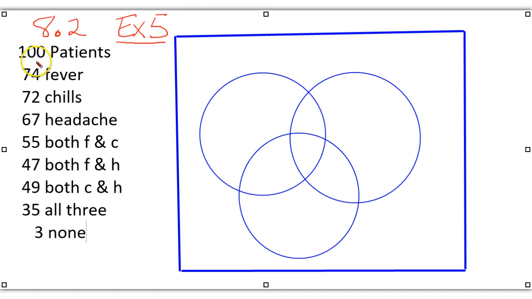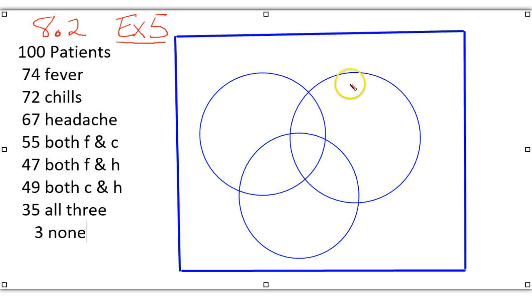So this doctor had 100 patients. They all thought they had the flu. 74 had fever, 72 chills, 67 headache, 55 both fever and chills, 47 both fever and headache, 49 chills and headache, 35 had all three symptoms, and 3, while they thought they had the flu, didn't have any of these. And we want to figure out how we fill in our Venn diagram.